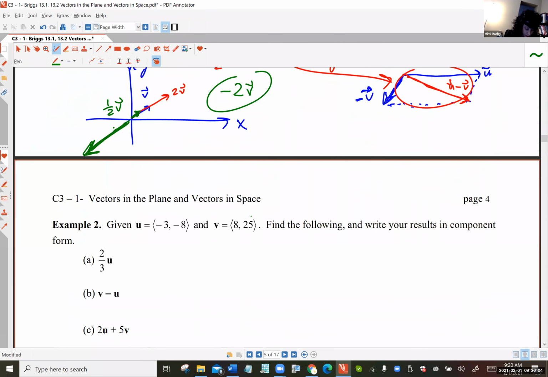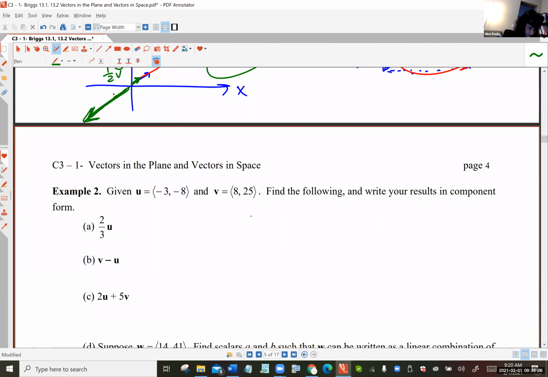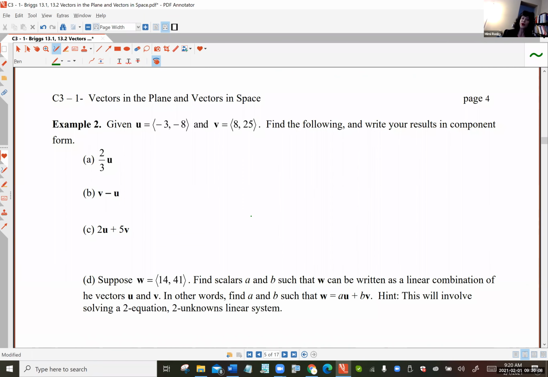Now let's do some examples. I'm going to let you guys do this. Well, what do you mean? Well, I think you can work on this. So I'm going to put you in pairs in breakout rooms.